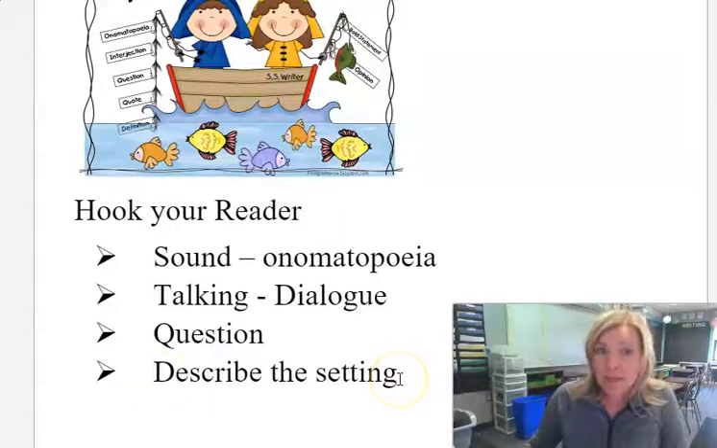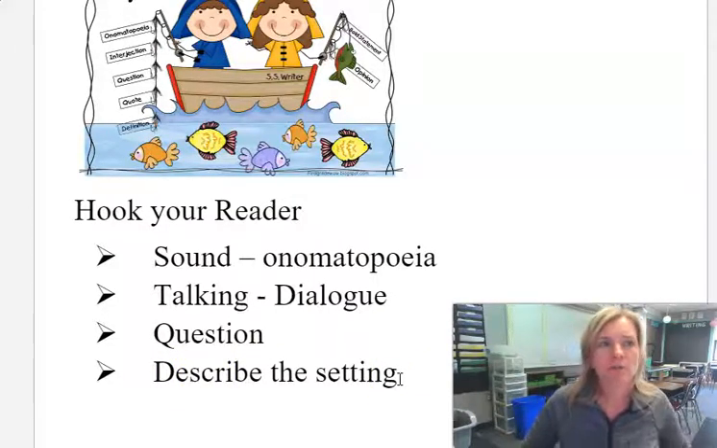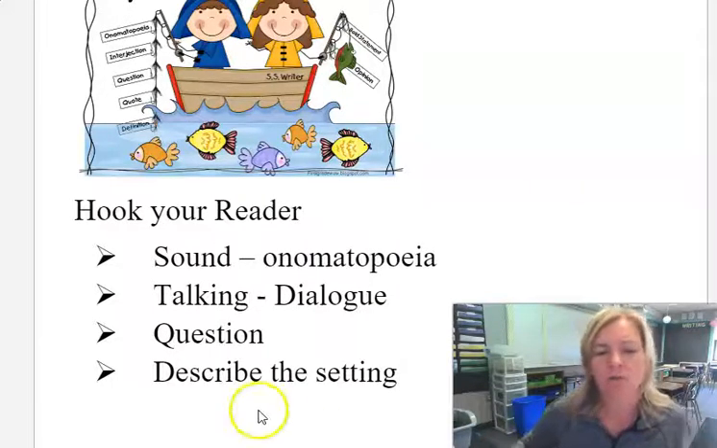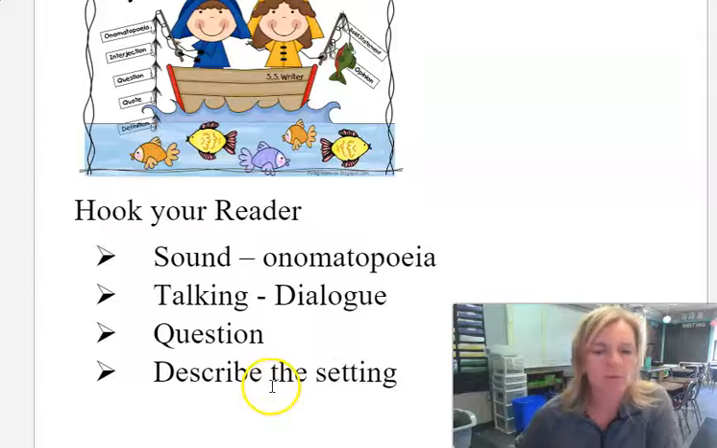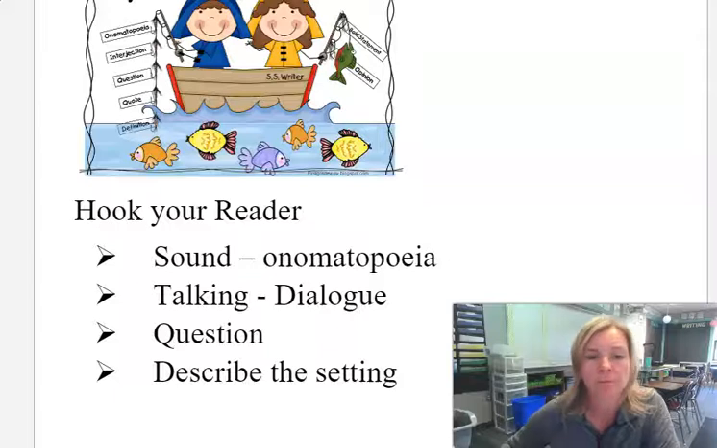Or describe the setting, what it looks like. If you're in a forest, don't just say I'm in a forest. You can describe what the trees look like, or what the ground looks like, or maybe you're by a river, describing what the river looks like. So that is one way. These are 4 ways to hook your reader.